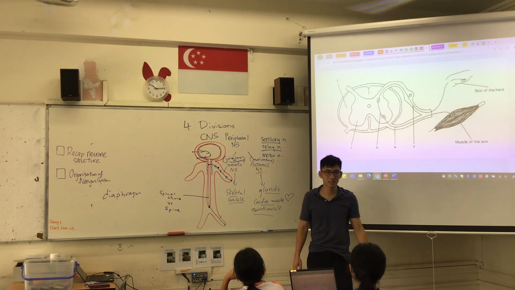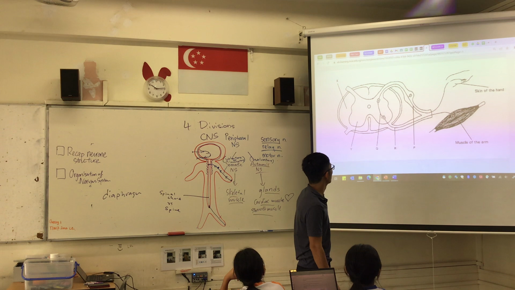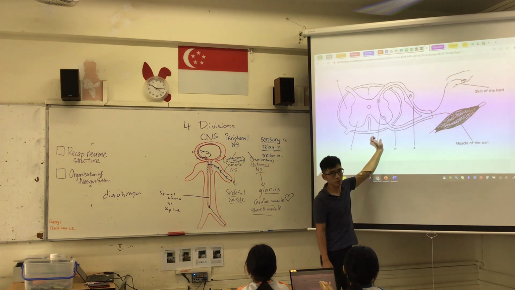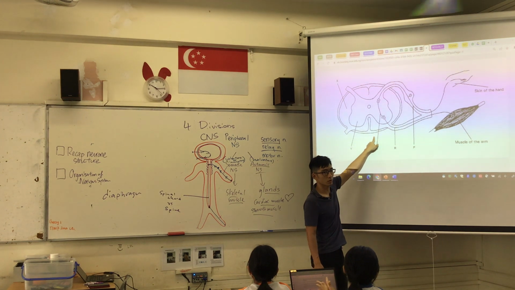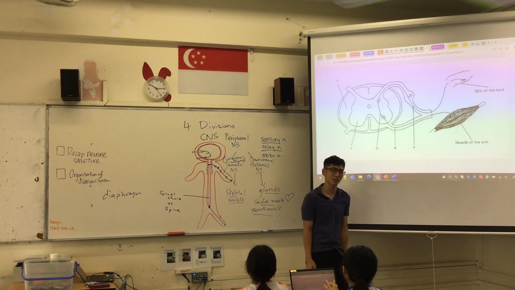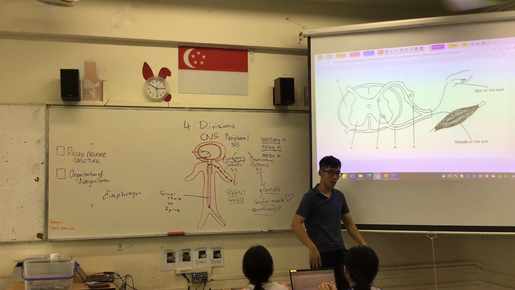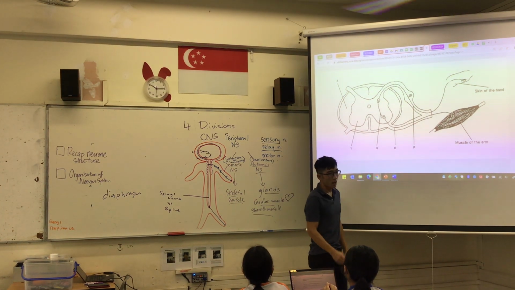What do you think, Hai? I think Q is the relay. Q is relay, okay? Hai thinks Q is the relay neuron. Why do you think so? Okay, so actually that's a great way to remember. Relay neurons tend to be in the middle of 2 neurons. Okay? Another thing.